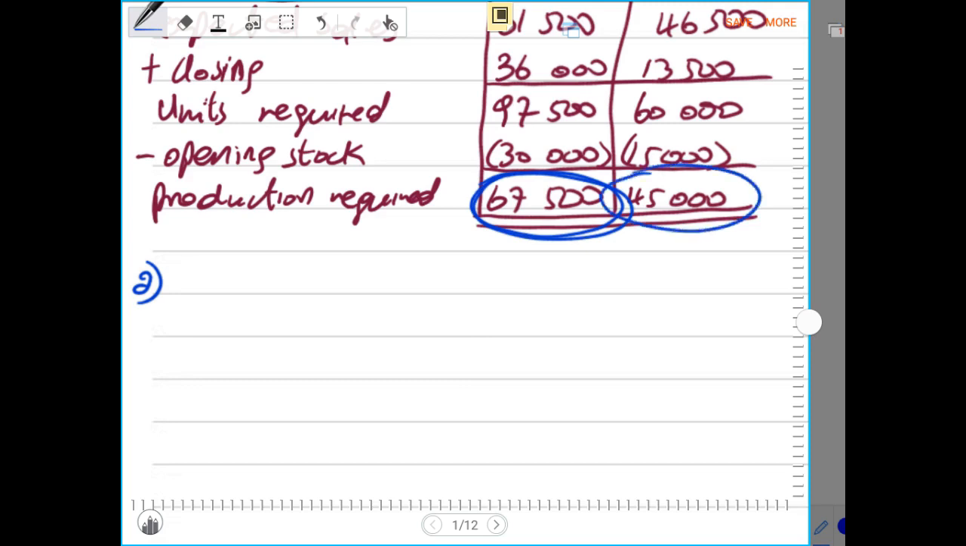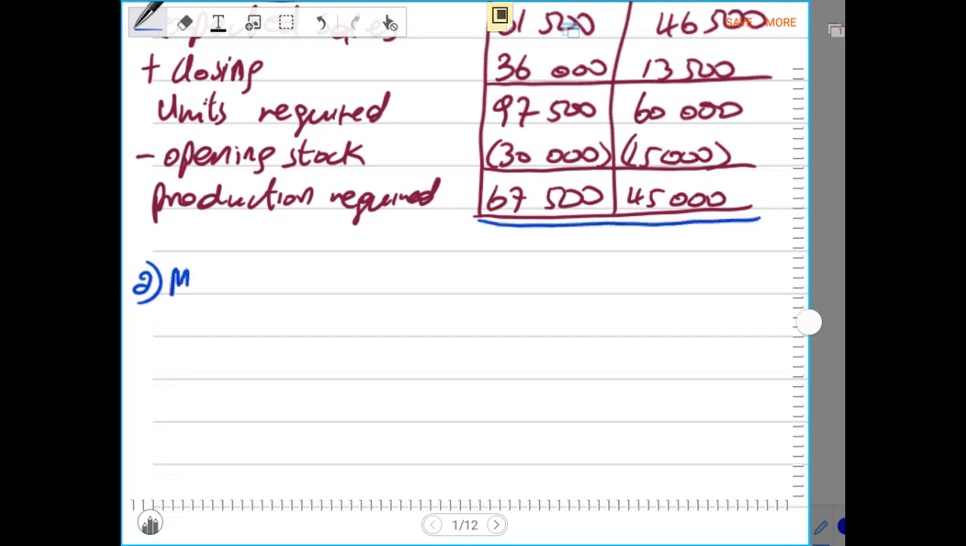Then the question is, how many kgs do we need to buy in order to make sure that we manufacture exactly 67,500 units of Waxit and 45,000 units of product Flexit? So now these are the kgs of material that we are looking for. Hence in this budget, we are dealing with the material, so it will only be the material that we'll be focusing on.